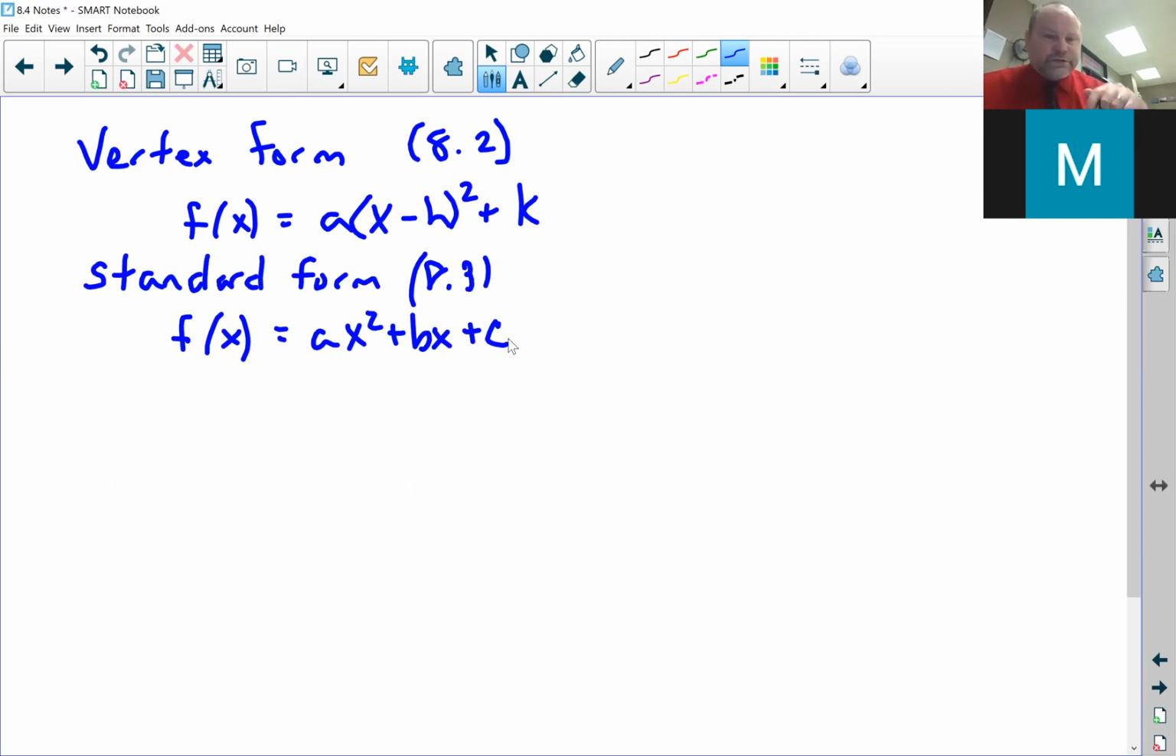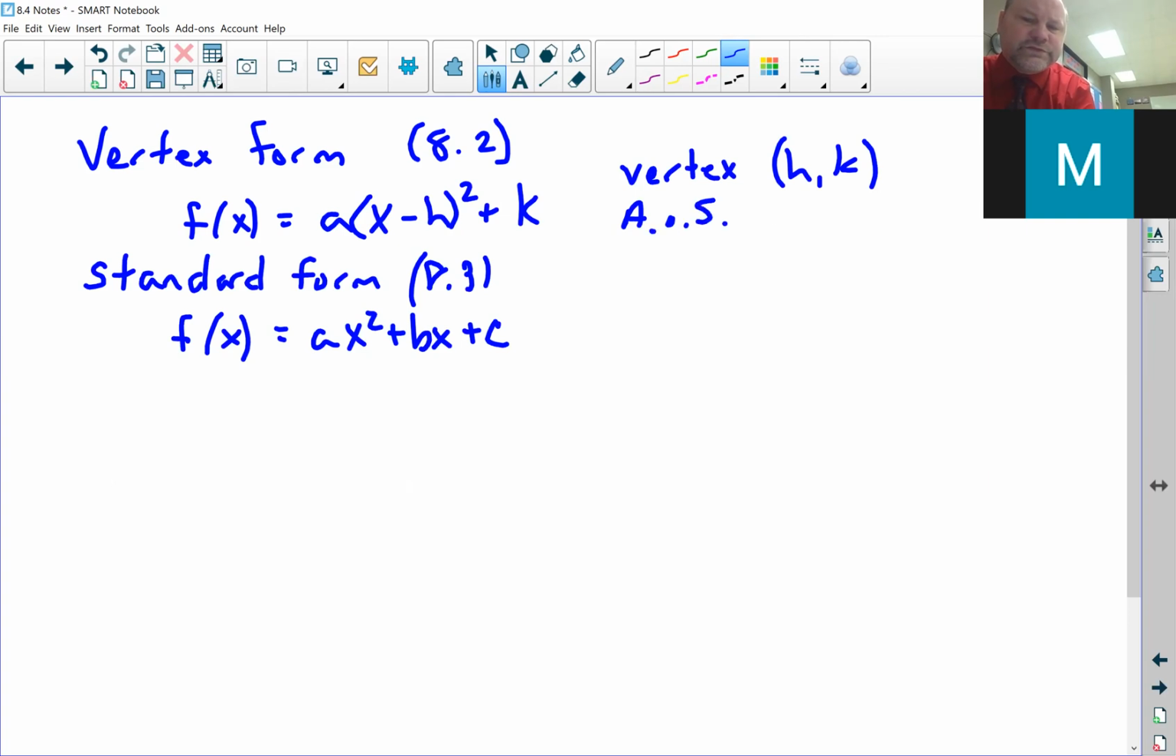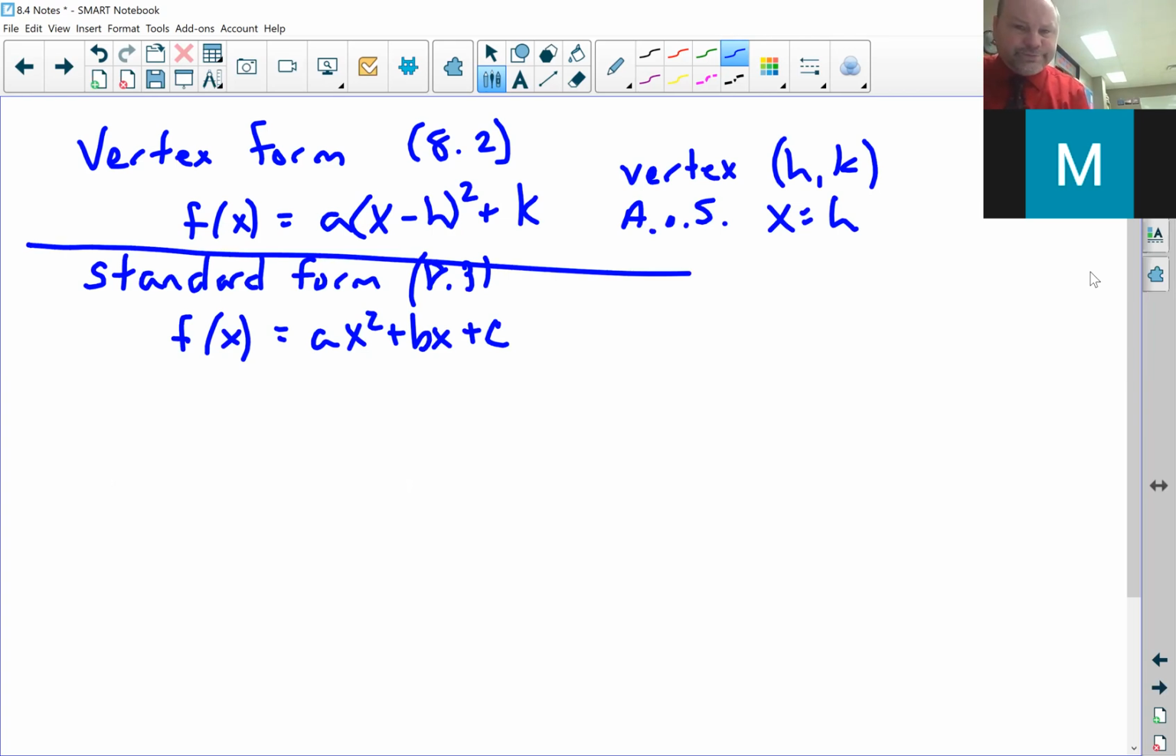intercept form. So, a couple of things we know based on the form, the vertex here would be the point (h, k). And the axis of symmetry would be x equals h. For standard form, and I'm going to draw a line so that I can separate the two. In standard form, let me start with the axis of symmetry. That'll be easier.